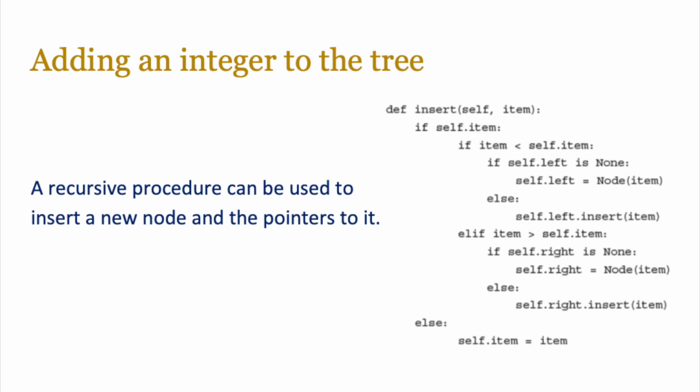we then look at the next one. We then say, well, if the new item is less than the item in the root node, then we check if the self.left is set to none, that means if the left pointer is none, then we simply say that self.left is now going to be node item.